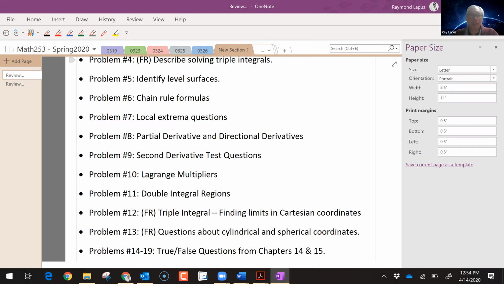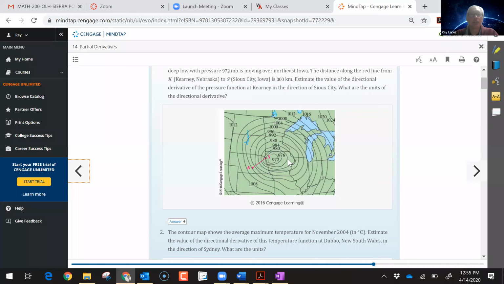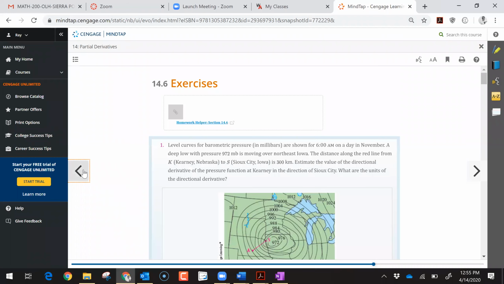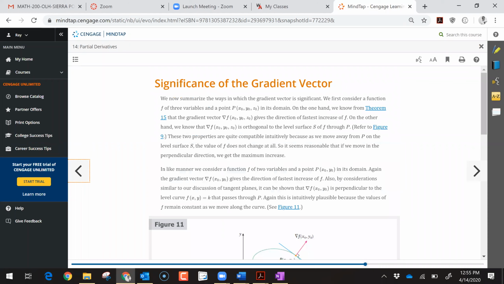So my idea was to go over the local extrema questions. I was going to look at, I think this is the wrong section. It's 4.6, gradients. Okay, so we need to go to 4.7.